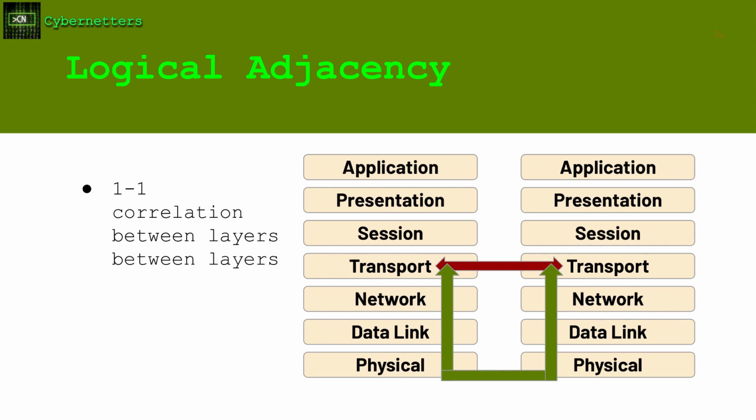So the only layer that can have true adjacency is the physical layer. This means there's a direct physical connection, like a cable or a wireless signal, between the two systems. So logical adjacency allows the layers of one system to effectively communicate with their counterparts on another system.